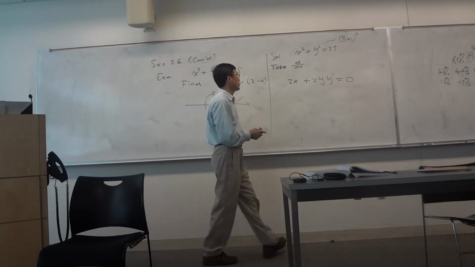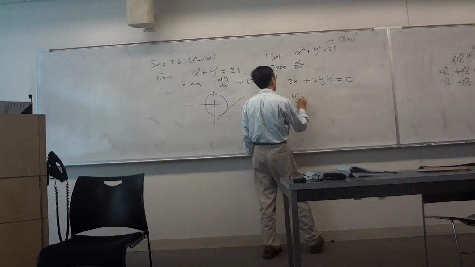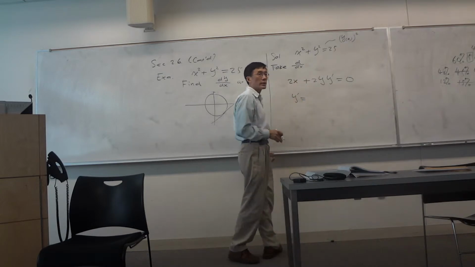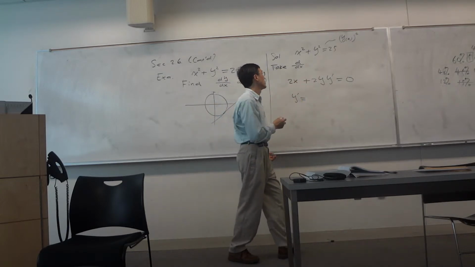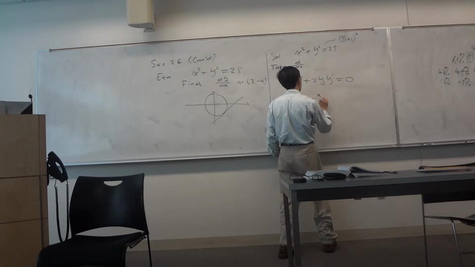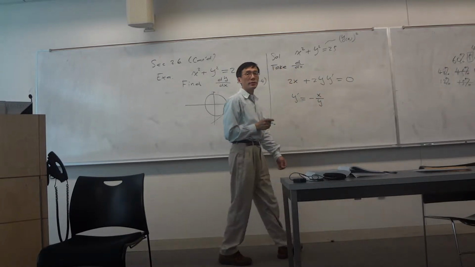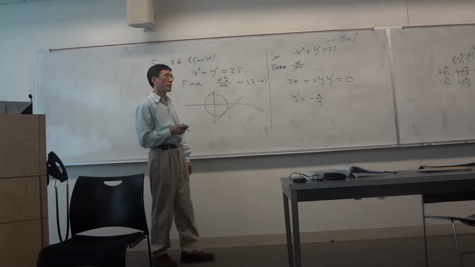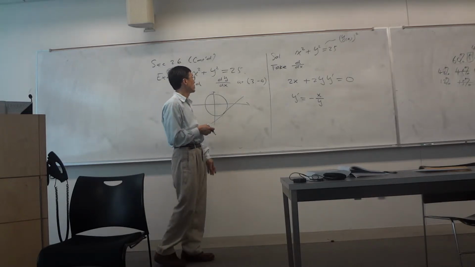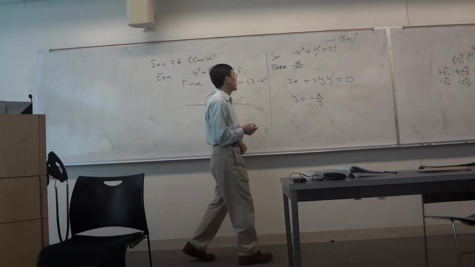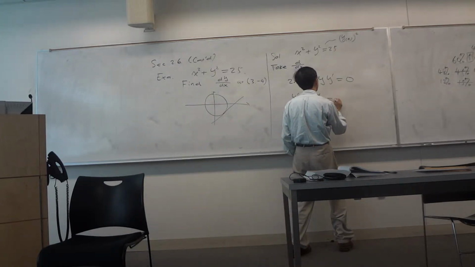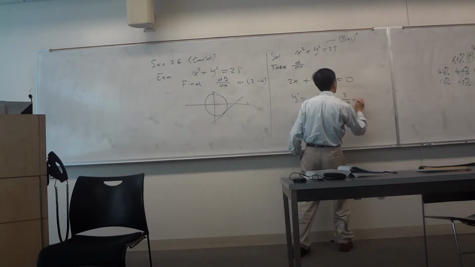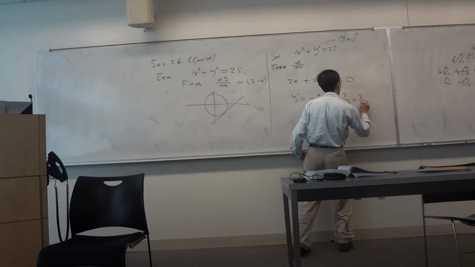And from there, you can solve for y prime. Y prime is just equal to, cancel out the 2, move x to the other side, and divide by y. You will get negative x over y. Right? Questions? And eventually, you substitute x equals 3, y equals -4, and you get your final answer. So the final answer is just equal to 3/4.